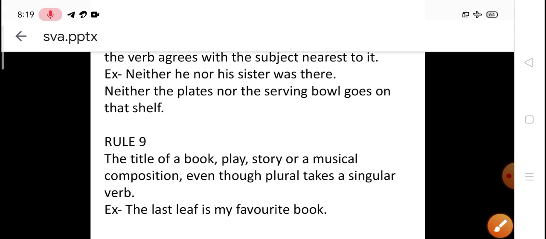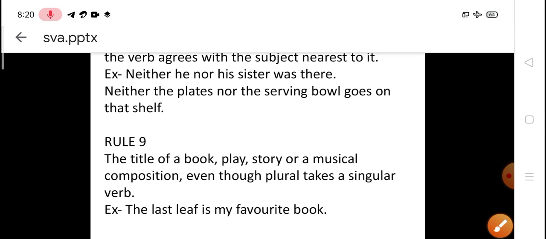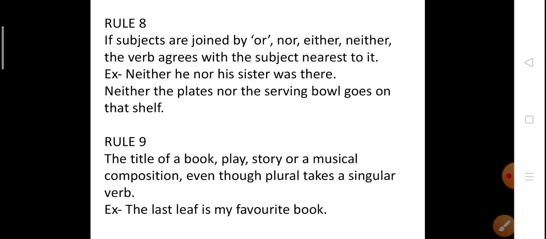Now if we see the next sentence, neither the plates nor the serving bowl goes on that shelf. Here goes is the verb which is singular, and the nearest subject to that is serving bowl, which is also singular. So we can say that the verb always agrees with the subject nearest to it. If the nearest subject is in plural form, then a plural verb will be used. If the nearest subject is in singular form, then a singular verb will be used.